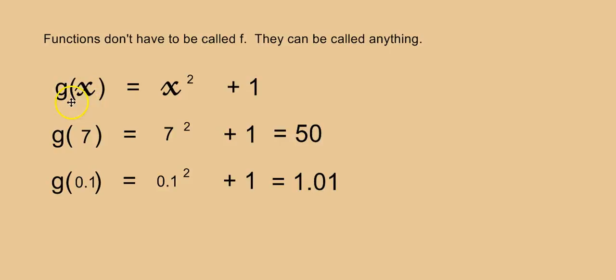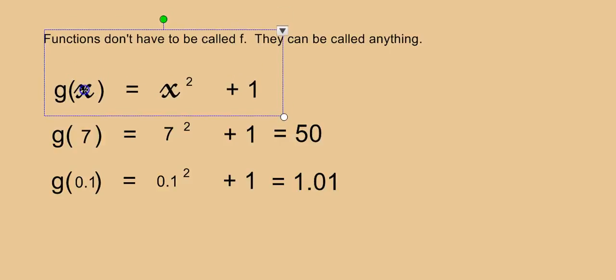Here's a more complicated function, g of x. It's only more complicated because it's a quadratic rather than linear. So our input is x, and it says for this particular function we're going to square x and then add 1. So g of 7, we're going to square 7 and add 1, which gives us 50. g of 0.1, we're going to square 0.1 and add 1, we get 1.01.